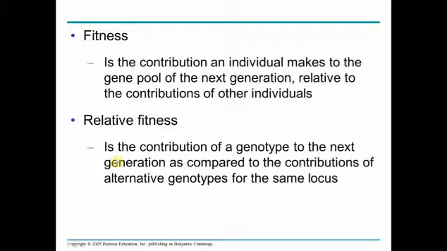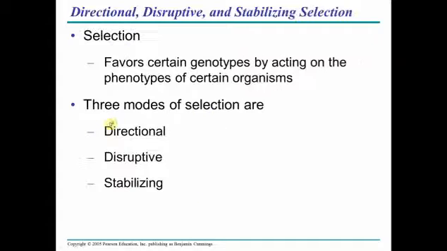Now, fitness, how well the individual is able to contribute to the next generation compared to the others, we call that fitness, and the relative fitness is that which is compared to the other alternative genotypes at the same locus. So fitness and relative fitness, not the most important terms, but there are different types of natural selection as we described. There's directional, disruptive, and stabilizing.